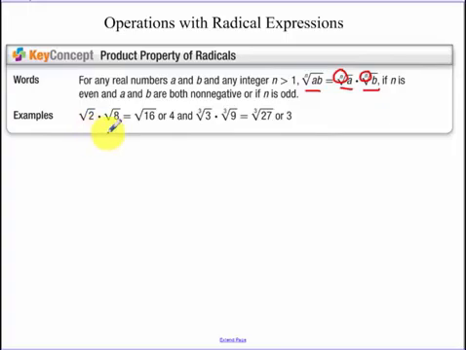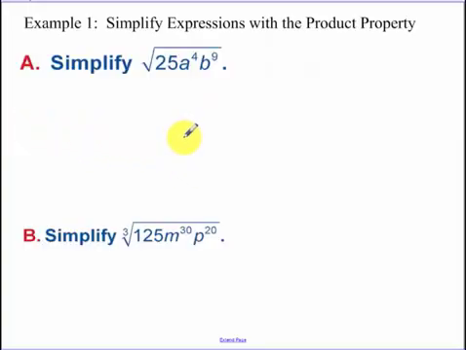Meaning, when we have the square root of 2 times the square root of 8, I can multiply those together under one radical and get 16 and simplify that to 4. And same thing with any of our roots, as long as those roots are the same. So our first example is similar to what we did in the previous lesson.